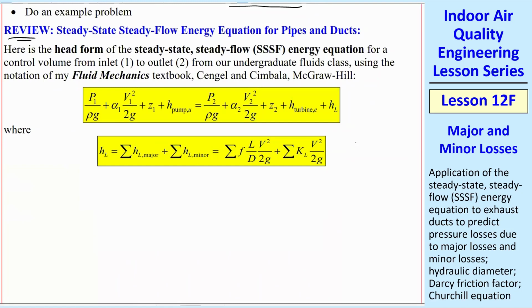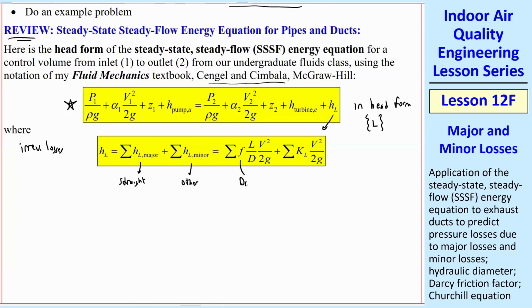This is the version in the notation of the Çengel and Cimbala fluid mechanics textbook. This is in what we call head form. So all the pressures are expressed in terms of head, which has a dimension of length. This h_L term is the total irreversible losses due to friction and mixing and stuff like that. There's the major loss due to straight sections of pipe. The minor losses are everything else: elbows, hoods in this case, dampers or valves and things like that.